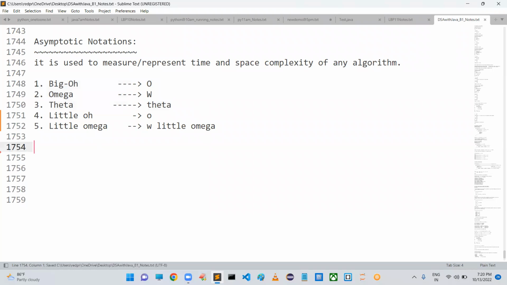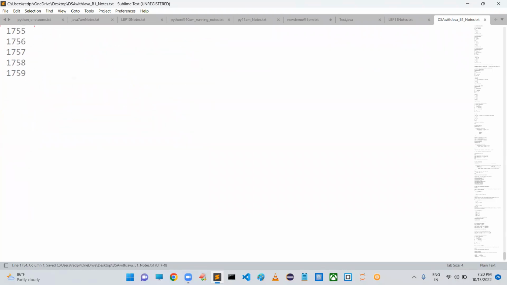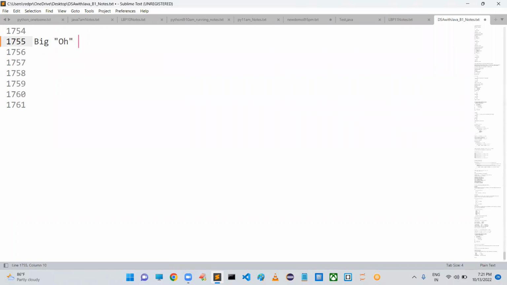It is something related to mathematics, so please concentrate. What is the first one here? Big O notation. What is this big O notation? Symbolically it is represented as capital O. There is one format for it.